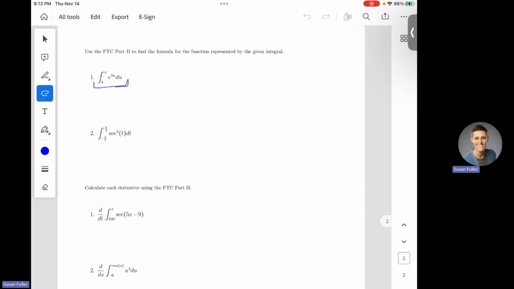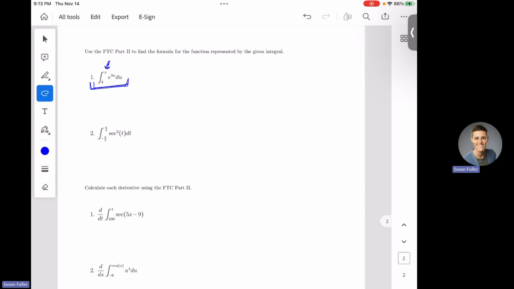Okay, this is just an area function. There's no derivative here. I'm not asked to find the derivative of an integral. I just have an integral and I have a variable up here. So this is an area function. I am asked to find the area function itself here.